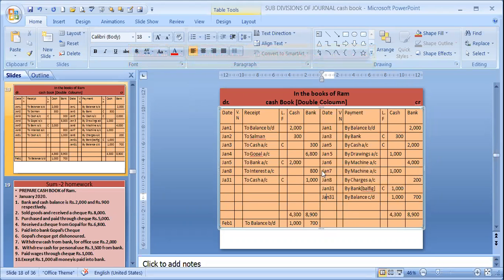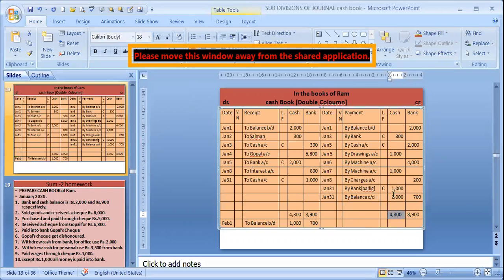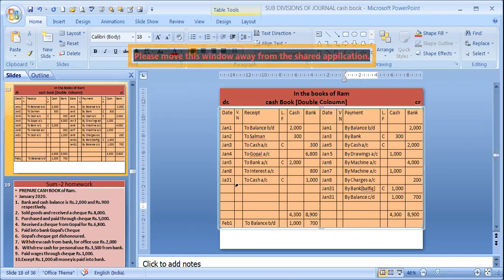See, in the last part it was given that except 1,000, the entire money has been deposited into the bank. So I first wrote "by balance carried down." Then I totaled my debit side and found 4,300 in the cash column. The same 4,300 I have written on the credit side. Then I subtracted the figures and got 1,000 as a balancing figure. That balancing figure I write "by bank," because I am depositing that money into the bank. So it is a contra entry. I write C for contra, date 31st January, the last date, "to cash," but the amount in the bank column.